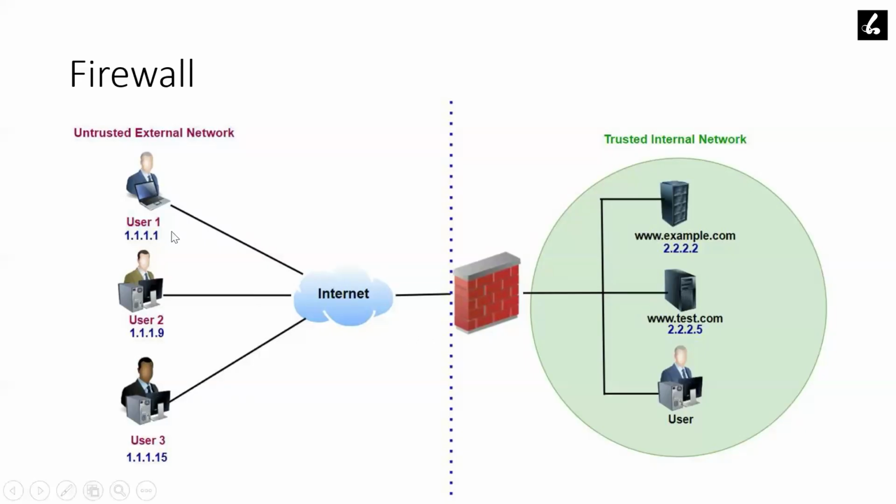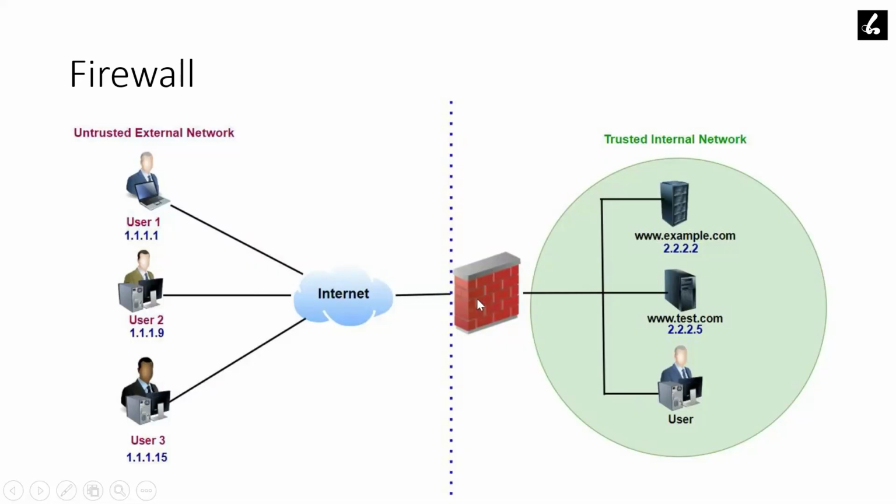Let's say user one wants to talk with this user. The source IP is 1.1.1.1 and the destination IP is this user's IP, let's say 2.2.2.6. The firewall will simply check whether the destination is allowed to interact with this source. If it is allowed, it will allow; if not, it will deny. That is the first level of checking a traditional firewall does.